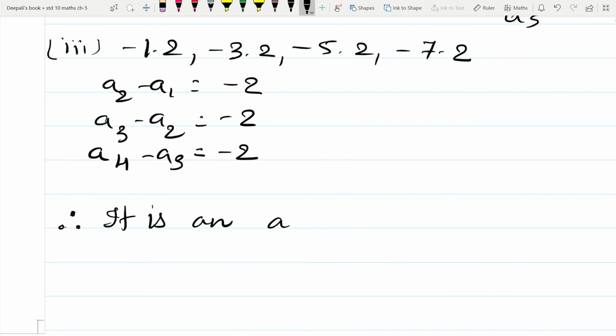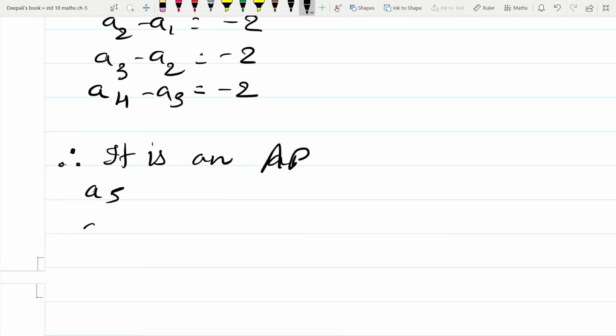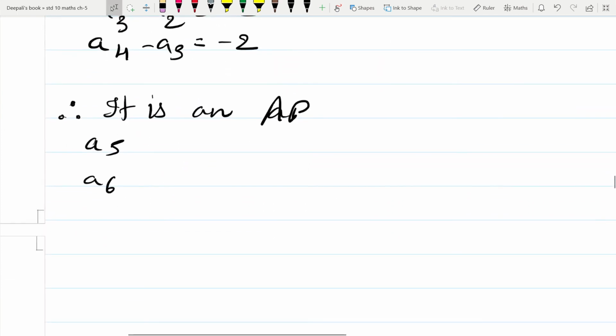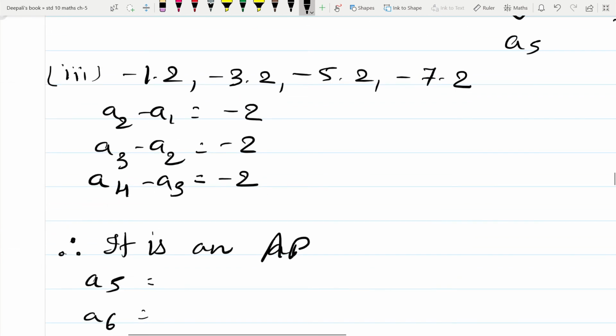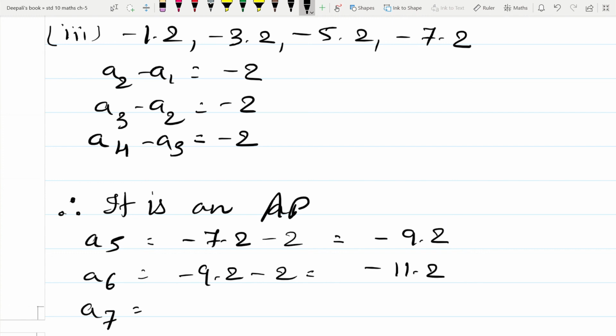Now to find A5, A6 and A7, because I am having 1, 2, 3, 4 terms, I just need to add minus 2. Minus 7.2 minus 2 is equal to minus 9.2. Minus 9.2 minus 2 is minus 11.2, and minus 11.2 minus 2 is equal to minus 13.2.